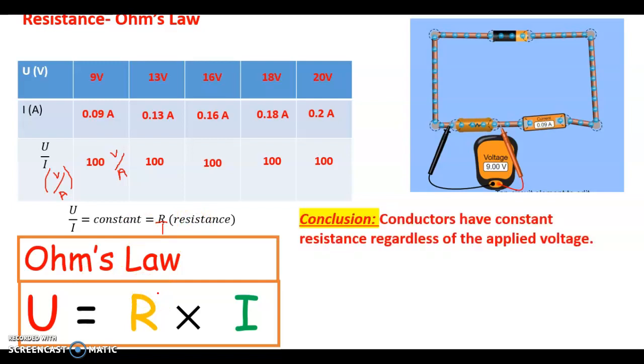And as a conclusion, he concluded that conductors have constant resistance regardless of the applied voltage. So whatever the applied voltage by the dry cell was, U over I, though U changed and I changed, U over I remained constant.